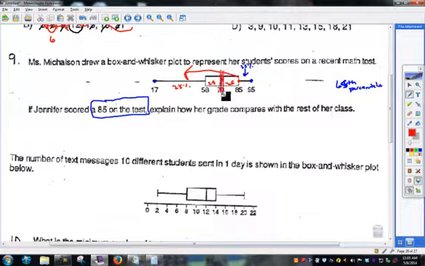Because again, this was the average person. The average person got a 70%. The middle person got a 70. So if you're getting above a 70, you're doing better than the average person in your class.